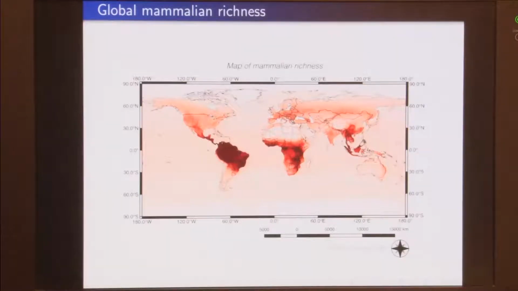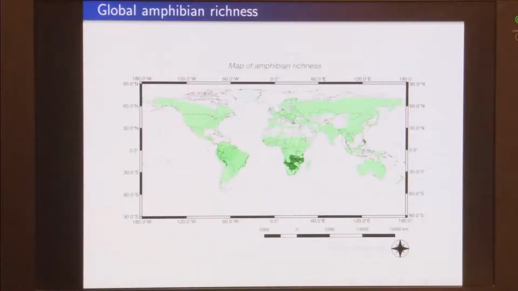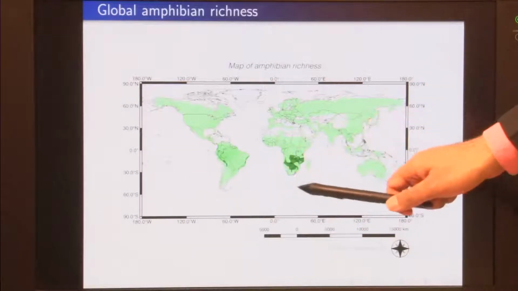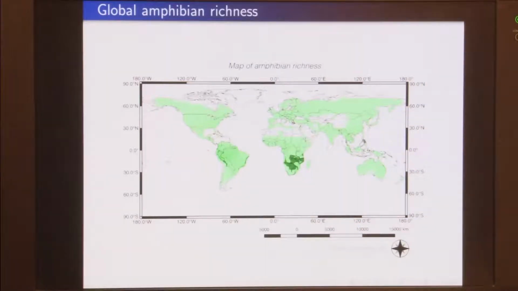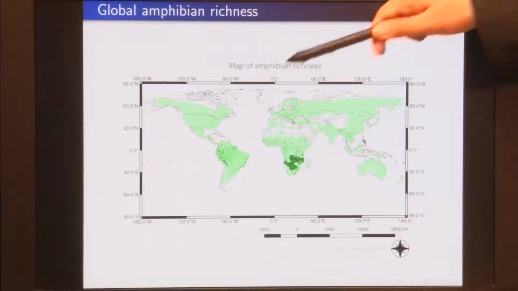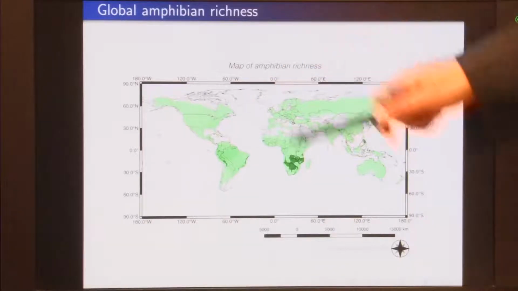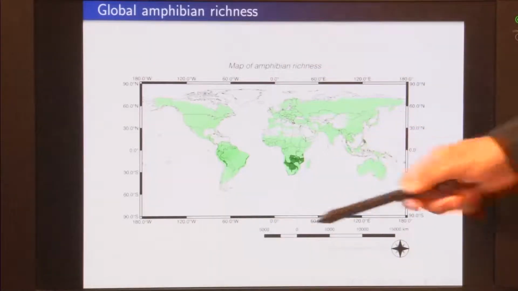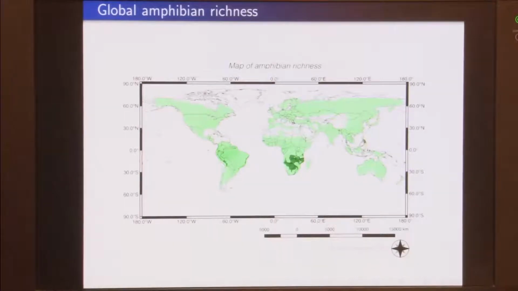Now, not only for mammals, we can construct similar maps for other species such as the amphibian species. This map shows the amphibian richness in different areas. Because all these areas are oceans, we do not have any amphibian richness there. Similarly, in the case of ice caps and Antarctica, we do not find any amphibians.